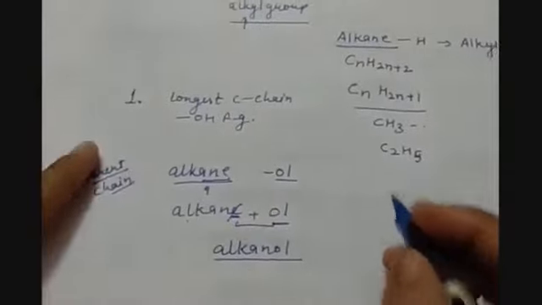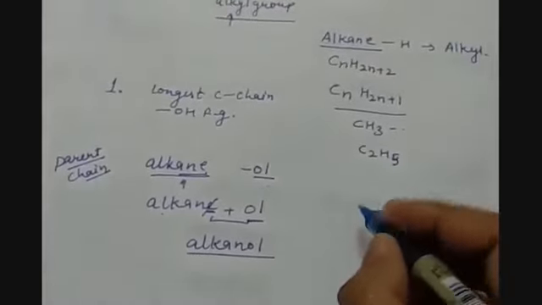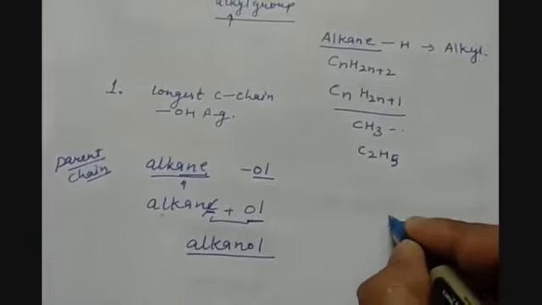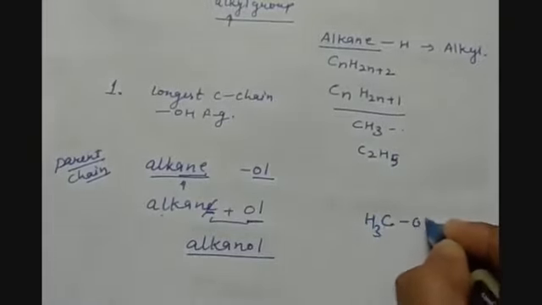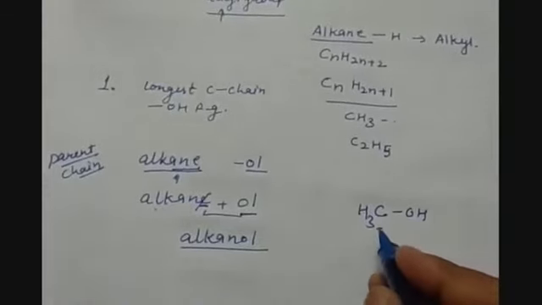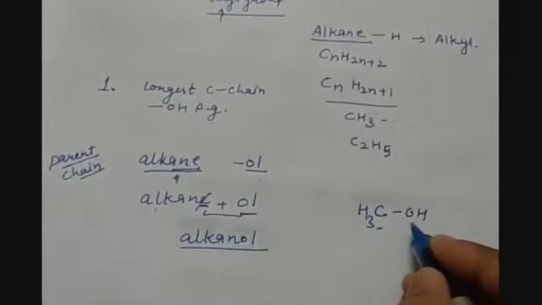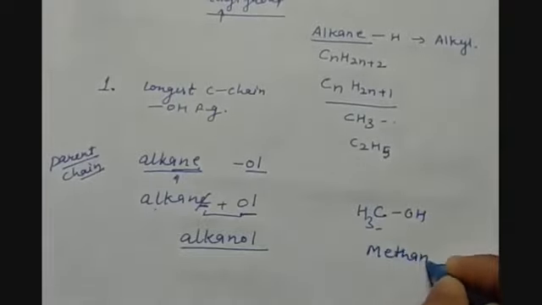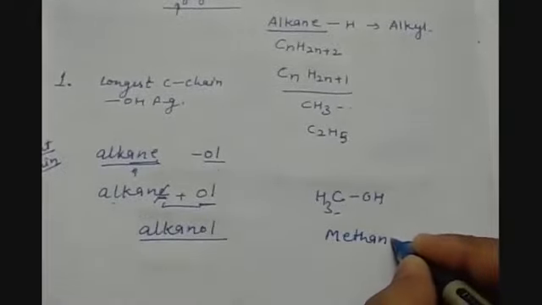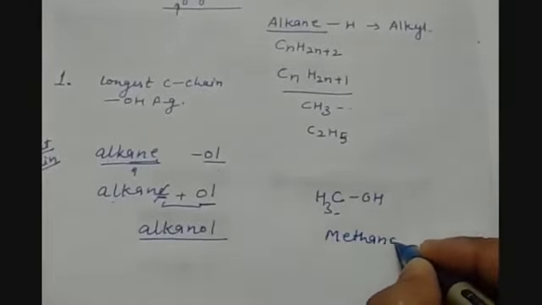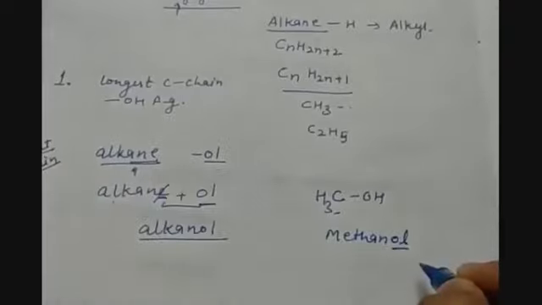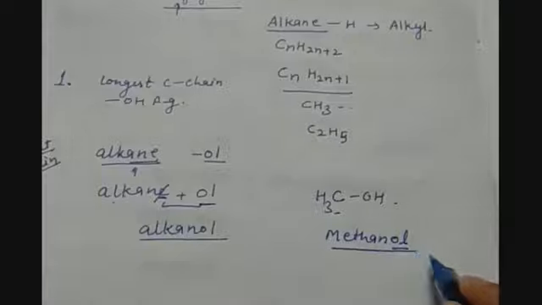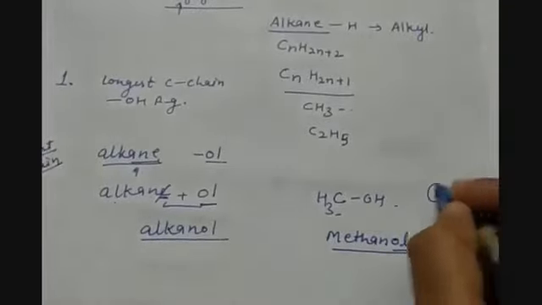For example, the smallest example we can have is CH3OH. It has just one carbon atom and an OH group attached to it. So this is methane. We remove the E from it and then add the secondary suffix for the alcohol group. So this will become methanol. This is our first example.